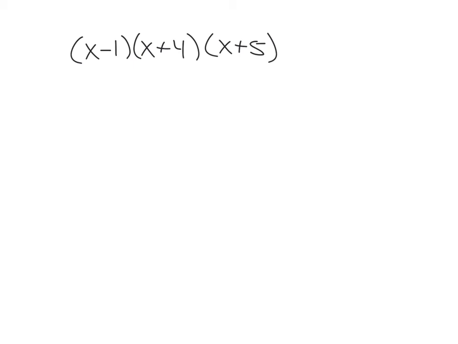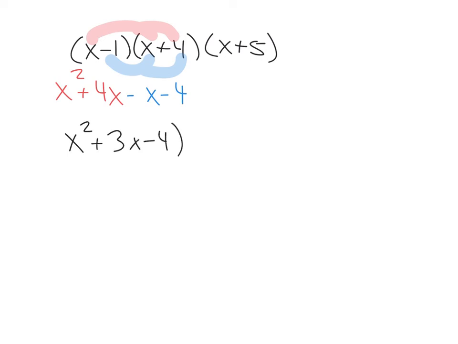I always work from left to right. So what I'm going to do is multiply my x's together, and then I'll do my -1 and my 4. So I'm going to first start with the first two binomials. That's going to give me x squared plus 4x, and then, of course, a negative x and a -4, okay? Now, I'm going to combine terms here, and that's going to give me x squared plus 3x minus 4. Now, I'm going to bring down my other binomial, okay?